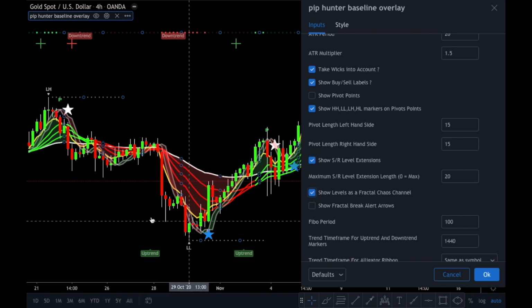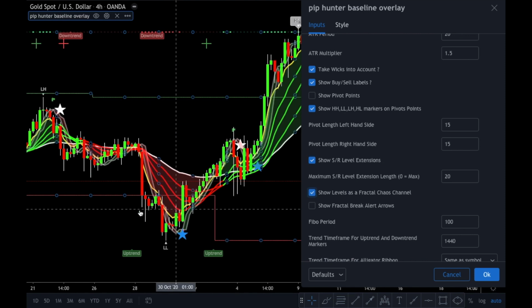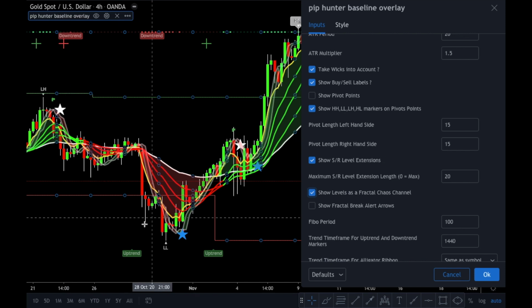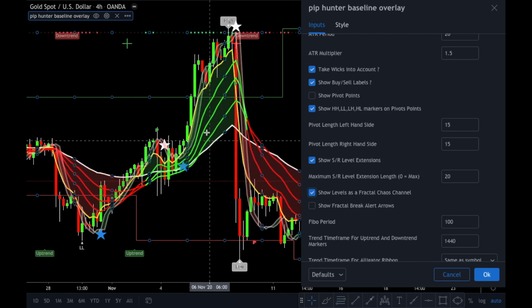You can also show the channels if you want to. Some people like to have this instead of the other things. So you can show this, which helps. So you can see when the market broke here, it came up. And when it came back down here, you can see it came back into a downtrend, stopped around here. You can have that as well.